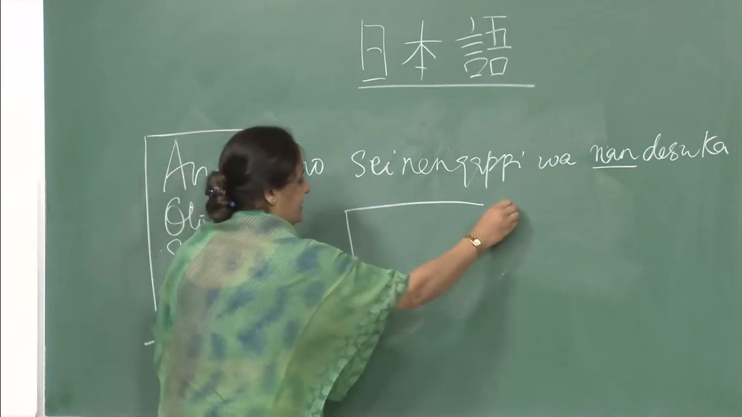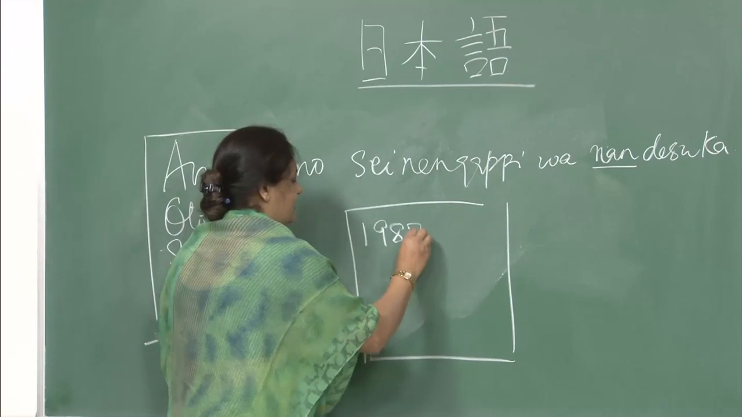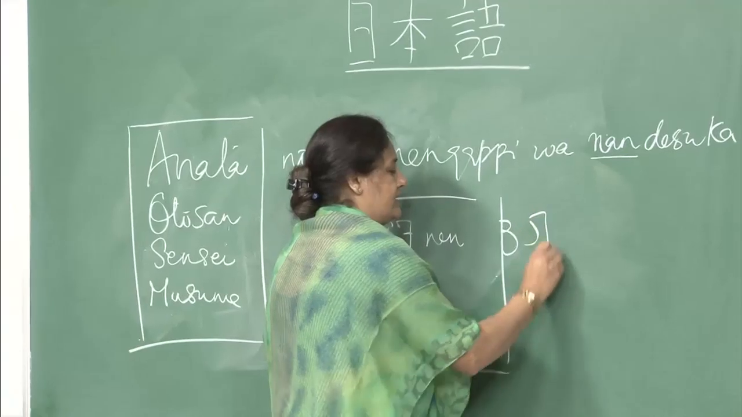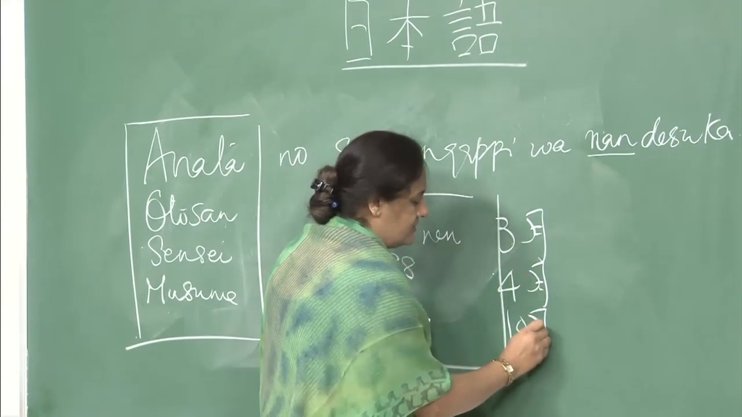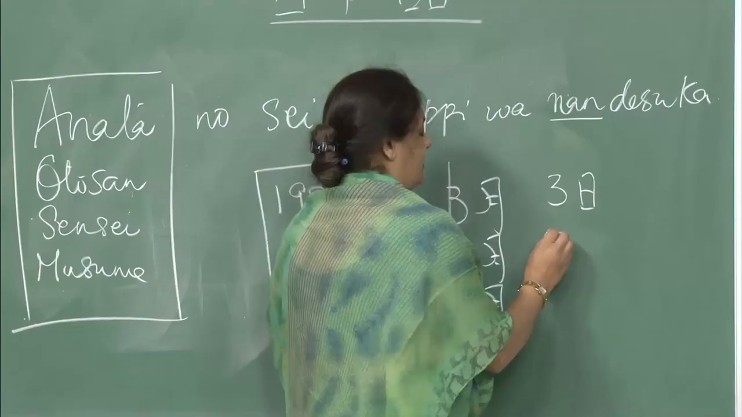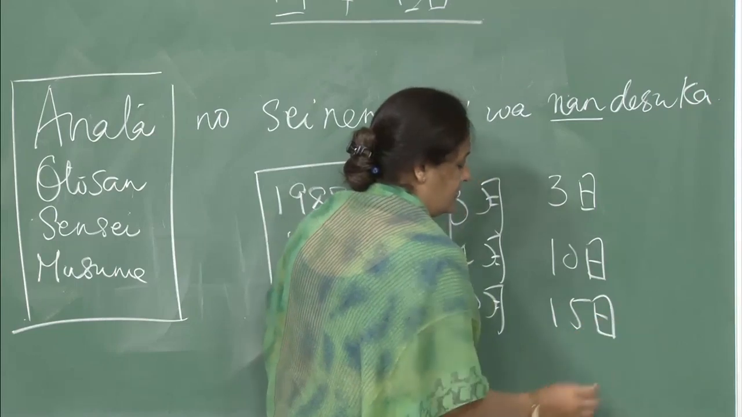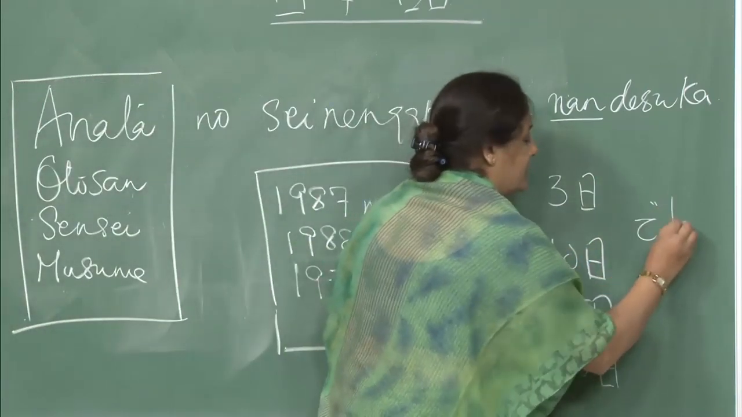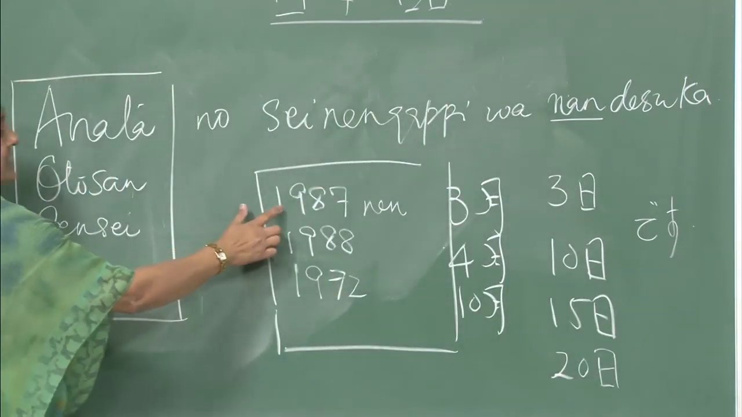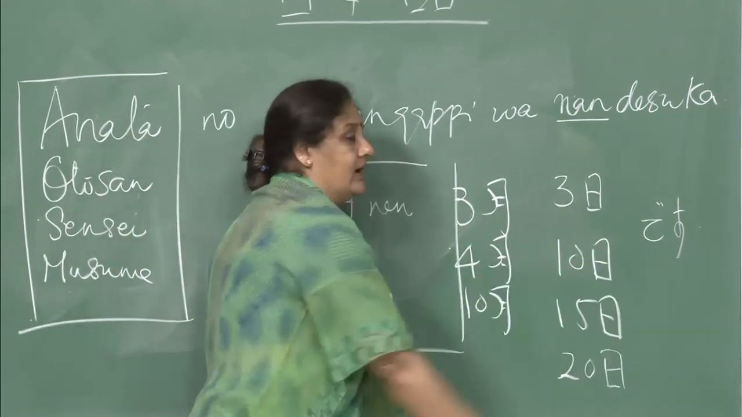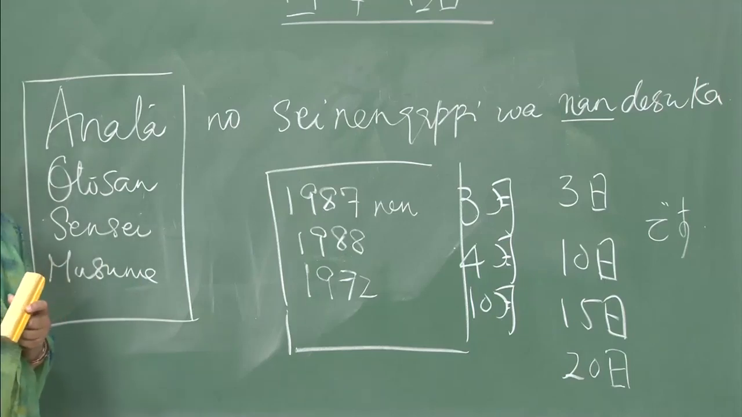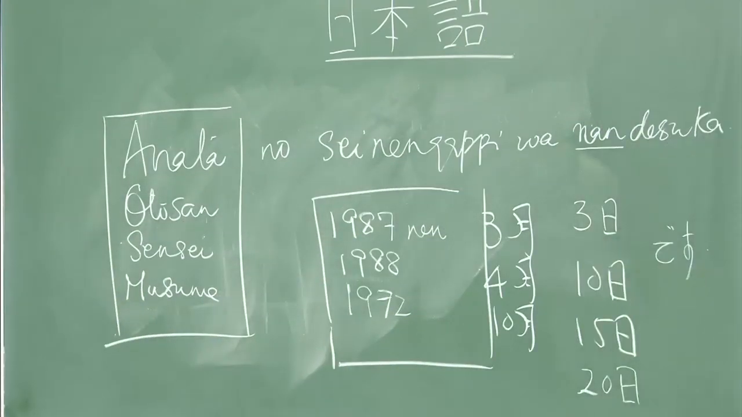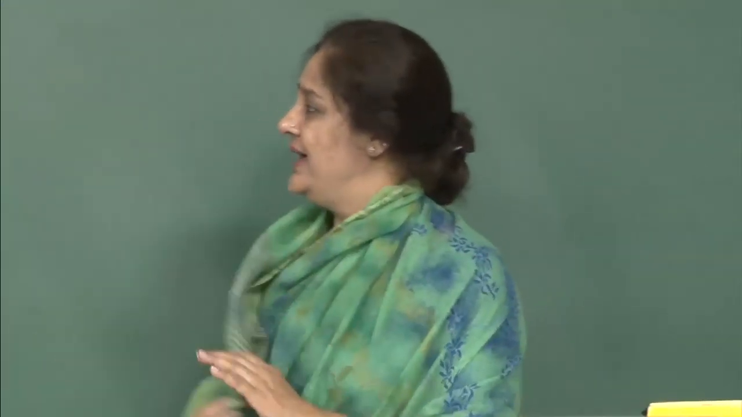Now what is the answer? You can give whatever year, nen, sangatsu, shigatsu, jugatsu and mikka, toka, jugonichi, hatsuka. You can give any of these dates and say this over here. So, watashi no seinen gappi wa senkyuhyaku hachijunananen sangatsu mikka desu. We have practiced date, we have practiced month, we have practiced our numbers here, we have practiced nen. So, I am sure you can all use this and ask your friends about their seinen gappi.